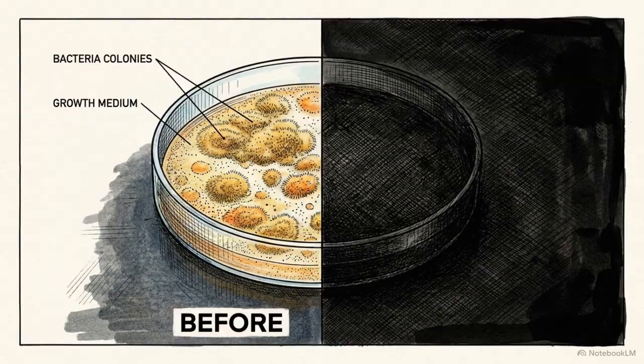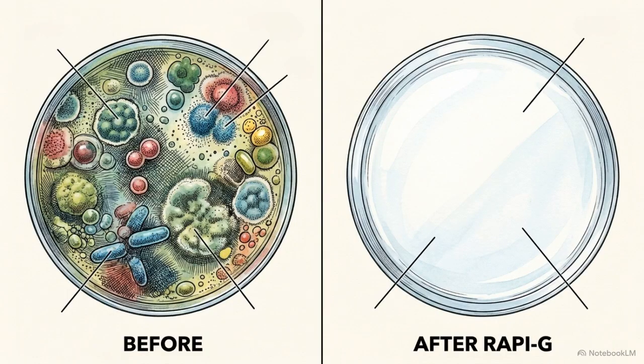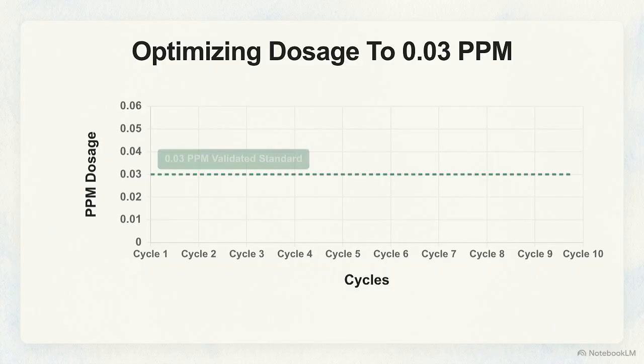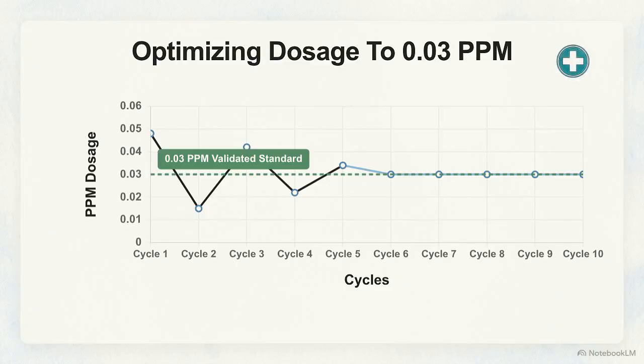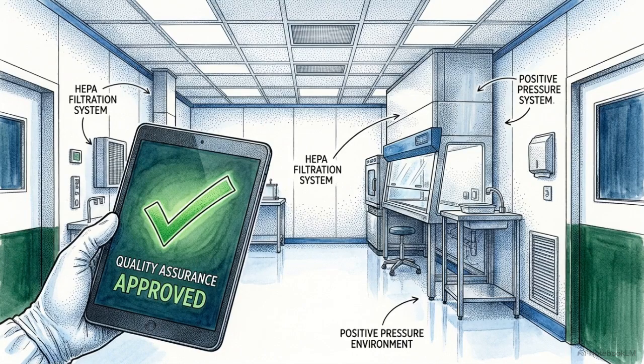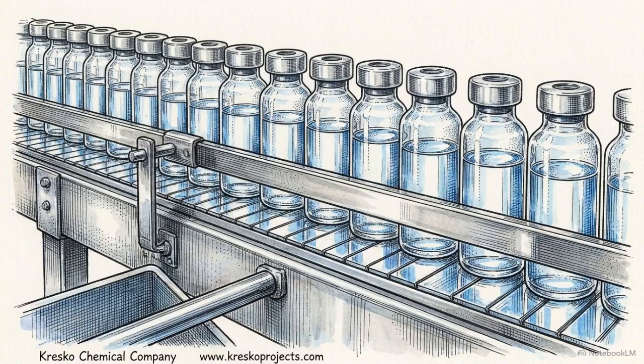This comparison illustrates the typical result: a heavily contaminated baseline swabbing on the left, reduced to a safe, controlled microbial count on the right after the Rapi-G cycle. By analyzing your own validation results, you can dial in and optimize the exact parts per million dosage required for your facility's future cycles. The Rapi-G system turns complex chemical sanitization into a predictable, measurable procedure that consistently protects the integrity of your products and the safety of your consumers.